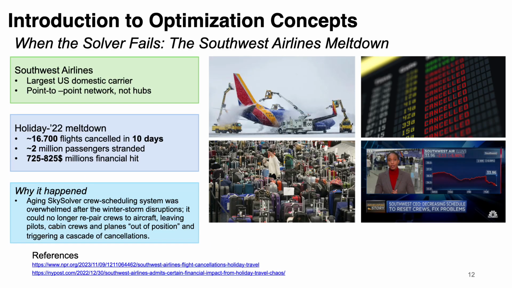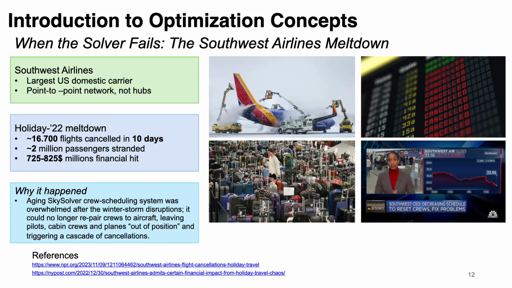To understand the stakes of what we are learning, we have to look at what happens when optimization systems fail. The Southwest Airlines meltdown in late 2022 is a sobering case study. During a massive winter storm, Southwest had to cancel nearly 17,000 flights over 10 days, leaving 2 million passengers stranded and taking a financial hit of over $700 million. Why did this happen? It wasn't just the weather.